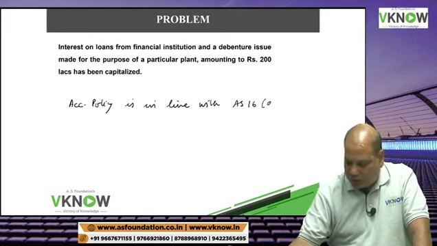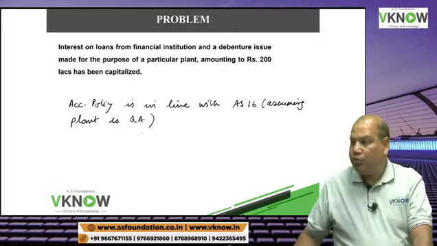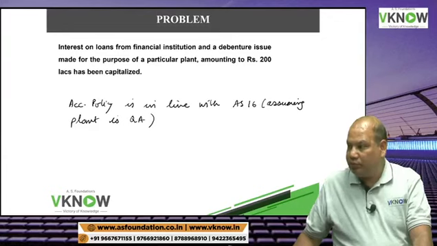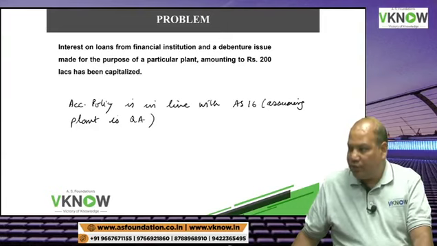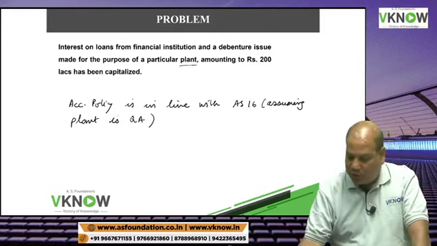Just write down in bracket, assuming plant is QA, qualifying asset. Just write down this much more in answer 1. Because this question is not clear whether this plant was ready to use or it was constructed.